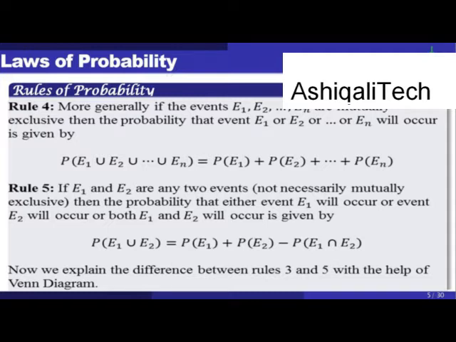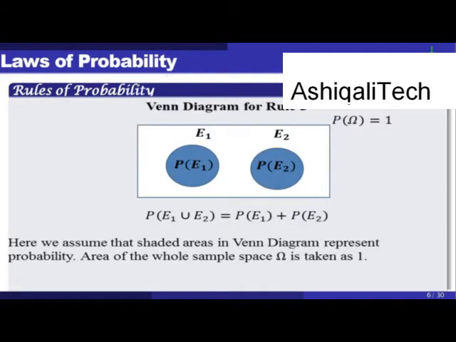Dear students, now we explain the difference between rule 3 and 5 with the help of a Venn diagram. Dear students, look at the following Venn diagram where the probability of the whole sample space is 1, probability of E1 is given in the circle shaded area. Similarly, probability of the event E2 is given in the second circle shaded area. Then probability of E1 union E2 is equal to probability of E1 plus probability of E2.